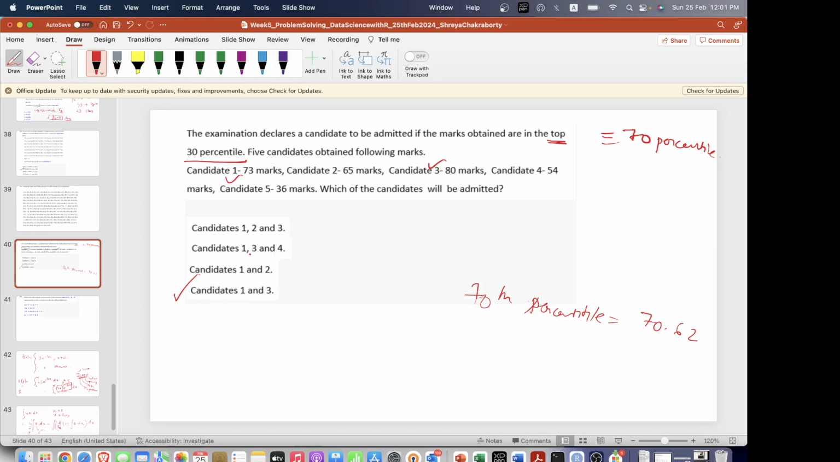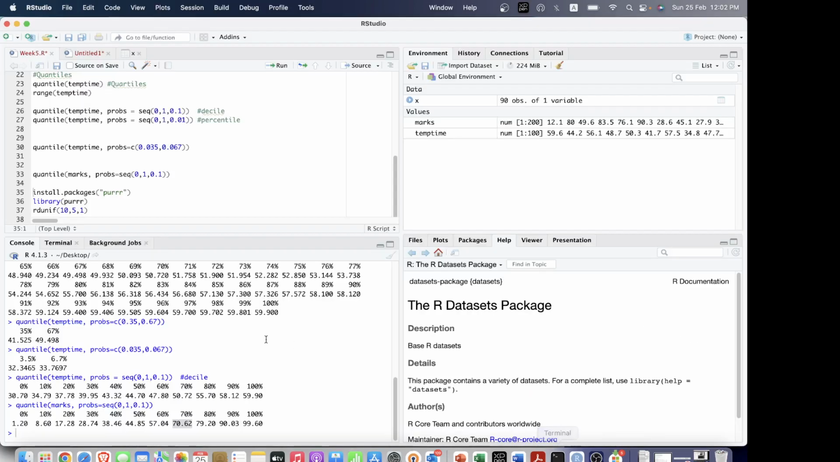So you have to see if something like this comes, a question like marks, if you are told top 30 percentile, it would translate to 70th percentile. If you are told bottom 40 percentile, then it would mean 40 percentile in quantile. The interpretation is like this: whatever point you have, below that 60% of the population lies.